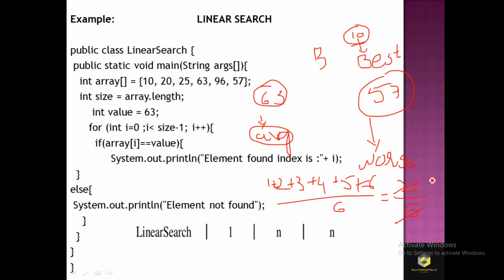which is nearly equal to 4 times. So here the time complexity for searching 57 is 6, for searching 10 is 1, and for searching 63 is 4. But when we take the analysis, the time complexity of the average case and the worst case are almost equal.